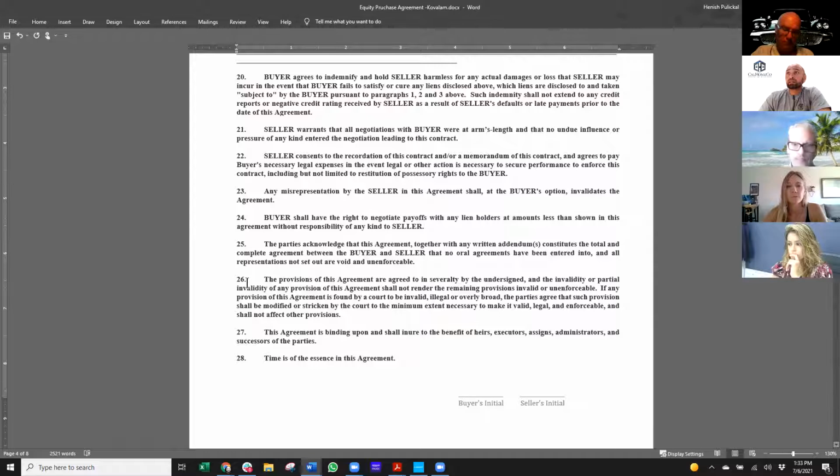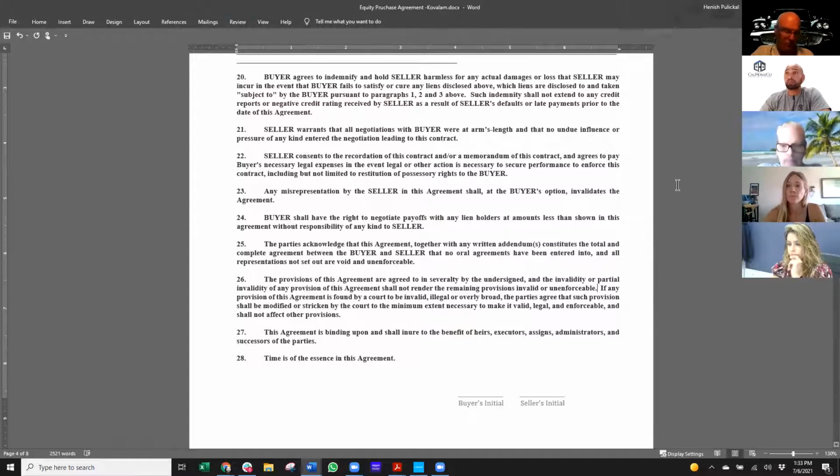Number 26, provisions of our agreement are agreed to in severalty by the undersigned, and invalidity or partial invalidity of any provisions of this agreement shall not render the remaining provisions invalid or unenforceable. Basically, if term X is not valid for some reason, it doesn't make the whole contract invalid.